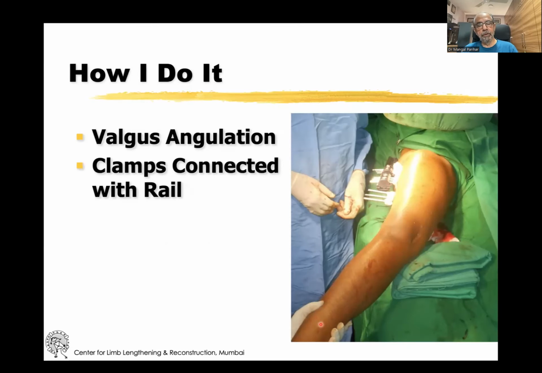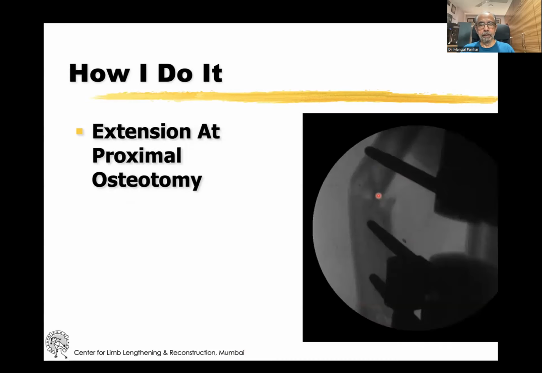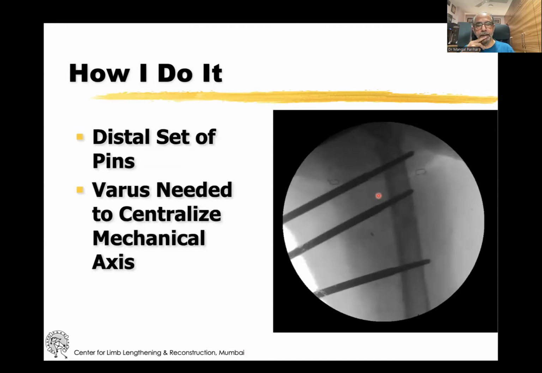And now we've got the pins distally again at a particular angle to this set of pins, which was the varus angle that we have decided in the planning. So that when this osteotomy is done and these pins also come onto the rail, the varus will automatically be corrected. So that's the second set of pins. Most proximal is up here. This is the proximal osteotomy.